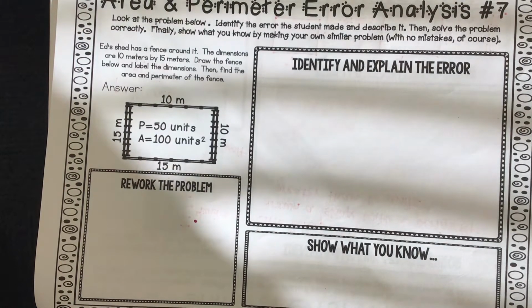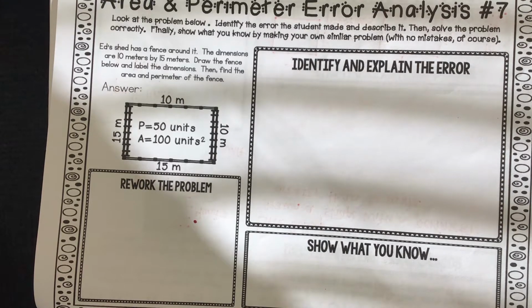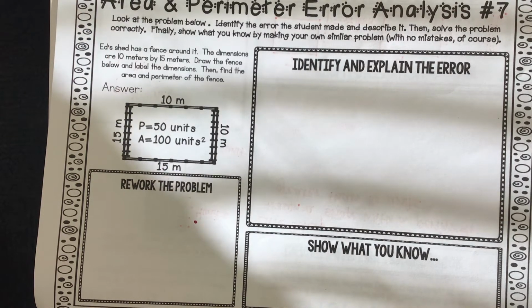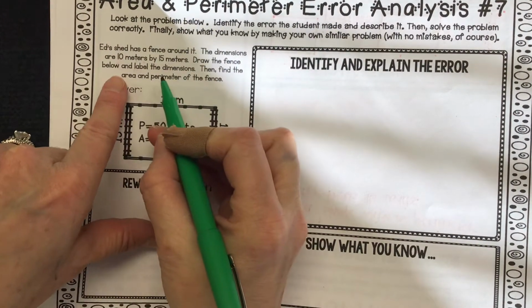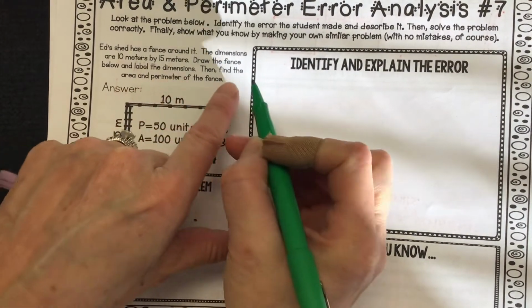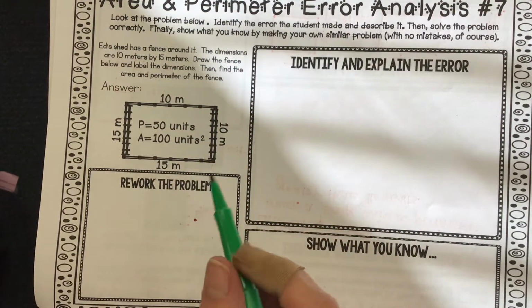What is another word for dimensions? When you hear or see the word dimensions, what does that mean? Cooper? Length and width. Okay. Draw the fence below and label the dimensions. Then find the area and perimeter of the fence.